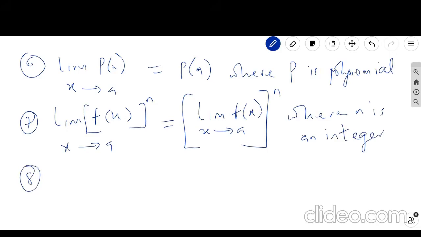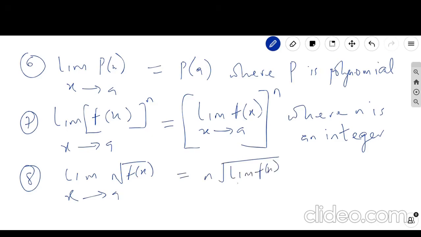Number 8, which is the last property, says if you have the limit of the nth root of f of x as x tends to a, this can also be written as the nth root of the limit of f of x as x tends to a, where n is a positive integer.